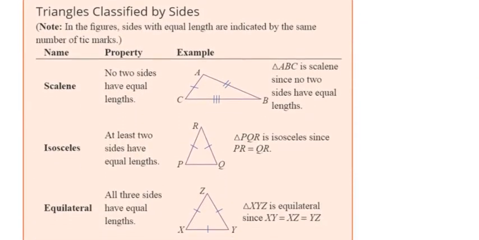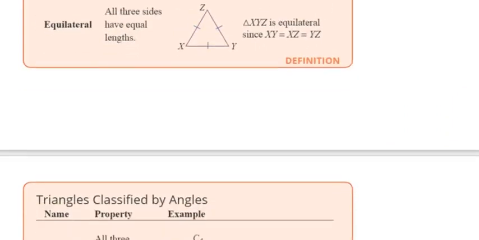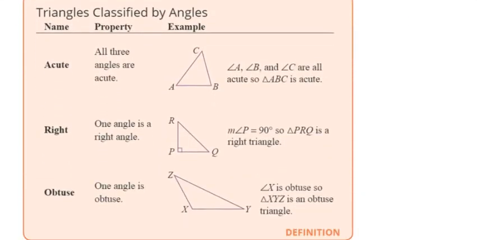And then here we are. Triangles classified by sides. Okay, so notice here, no two sides have equal length, so we've got one side, two sides, three sides. Here, at least two sides have equal length. That's why these two little lines are there. That just means that these sides are the same. And then equilateral, all sides are the same. So that's how things are going to work through this.